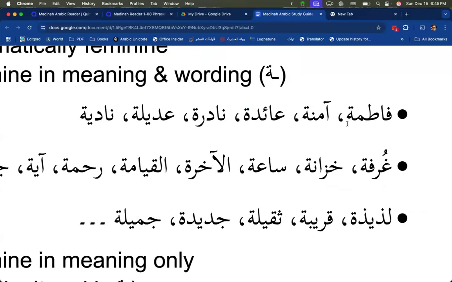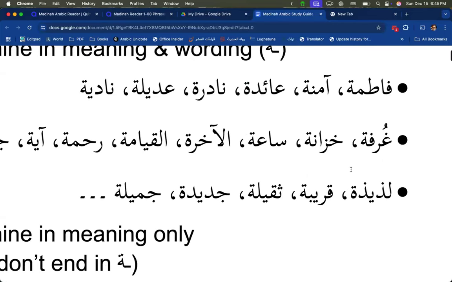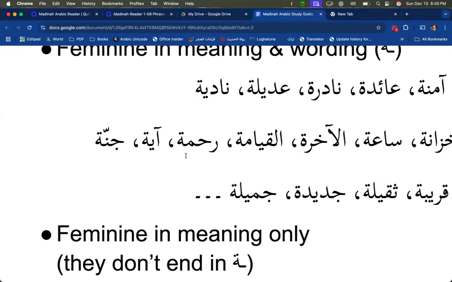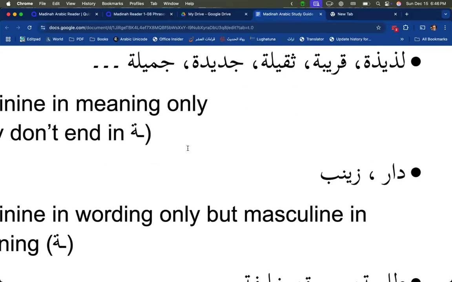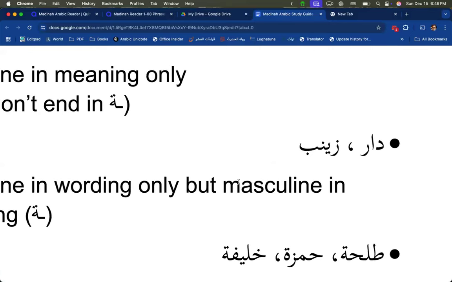So فاطمة آمنة عائدة نادرة عديلة نادية, all of these are feminine nouns. غرفة is a feminine noun; it doesn't mean female, but it is a feminine noun. غرفة خزانة ساعة الآخرة القيامة رحمة آية جنة, right? And then these are some adjectives, like لذيذة delicious, قريبة ثقيلة جديدة جميلة, right?